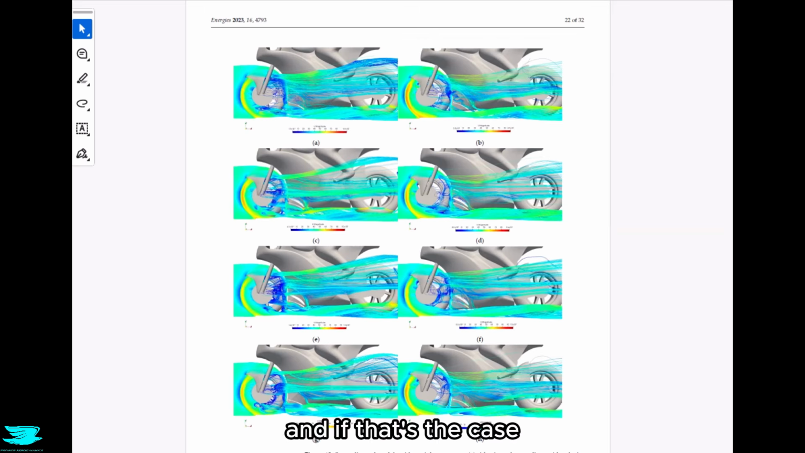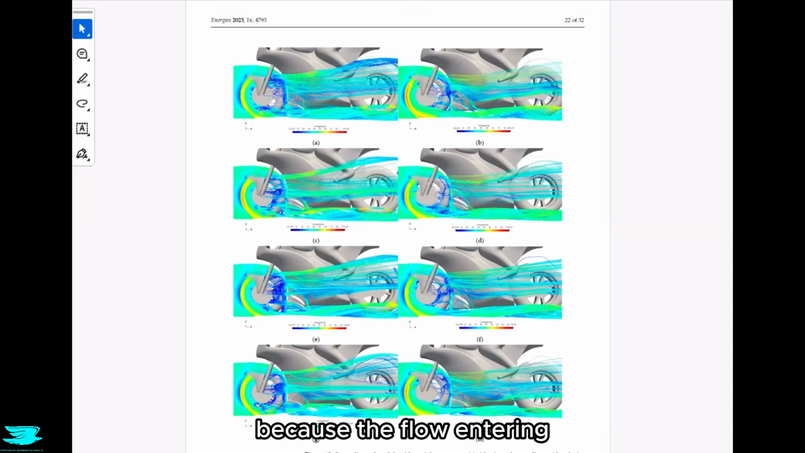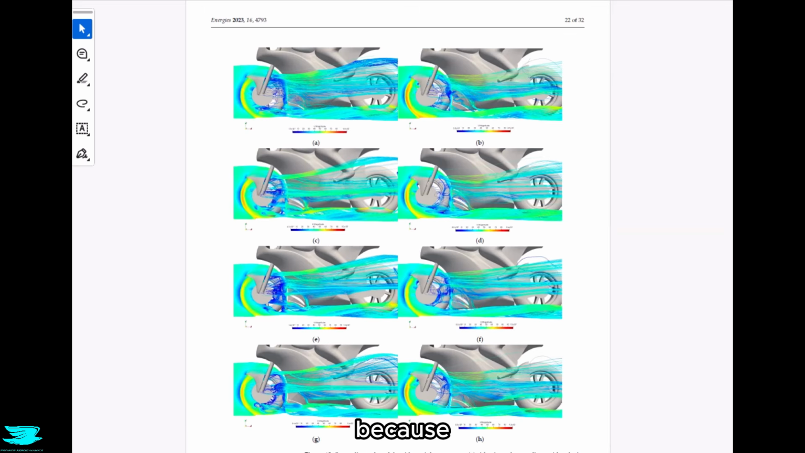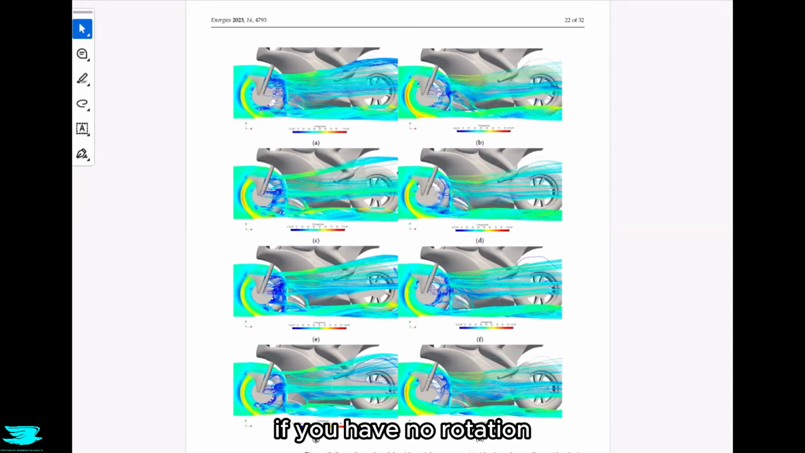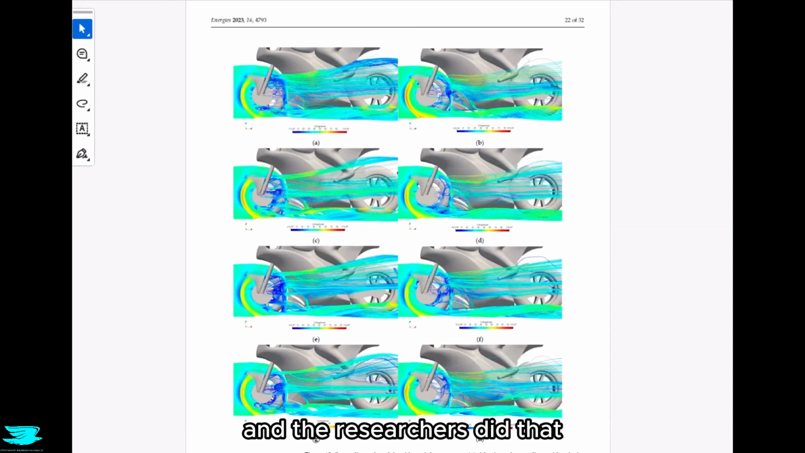And if that's the case, that means it's even more important to have wheel rotation in these simulations, because the flow entering the flow redirectors will be affected dramatically. The rotation will be funneling more air that way and even at a different angle compared to if you have no rotation. So I think it's very important to have rotation here, and the researchers did that, so that's good.